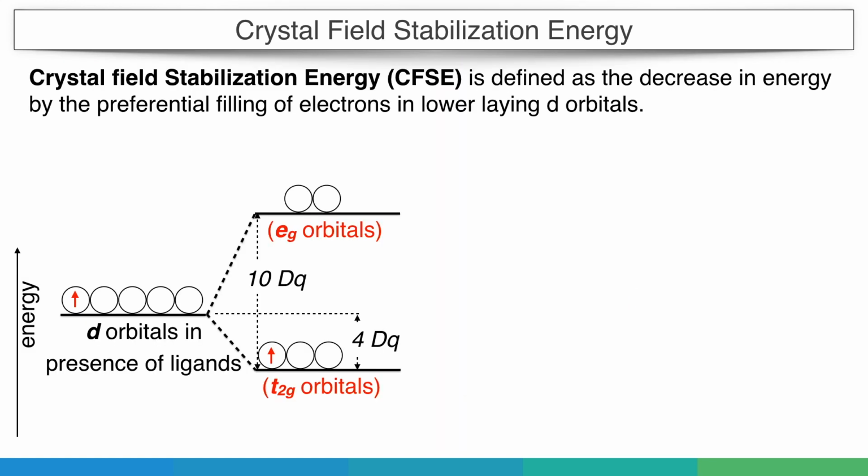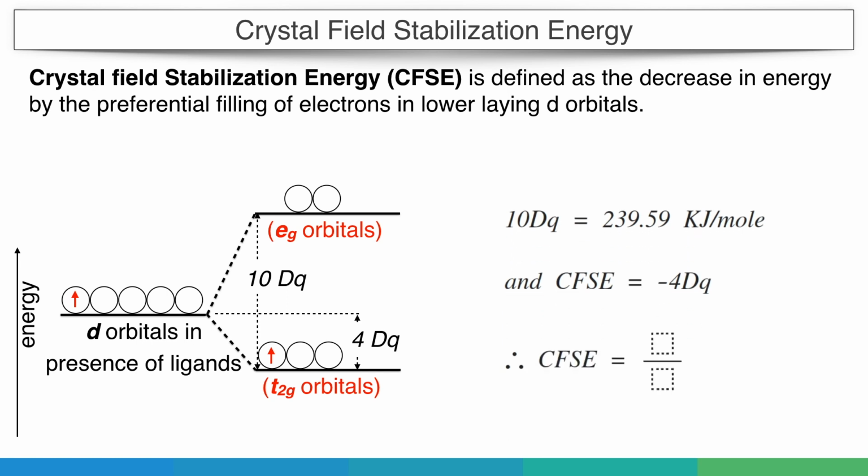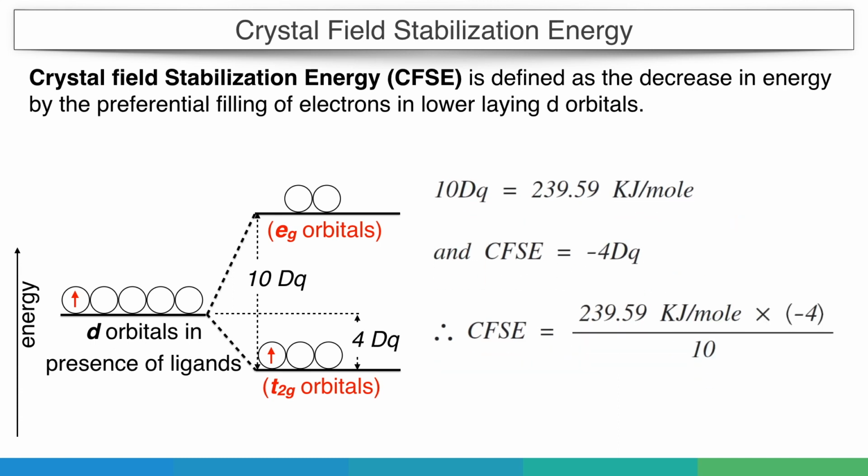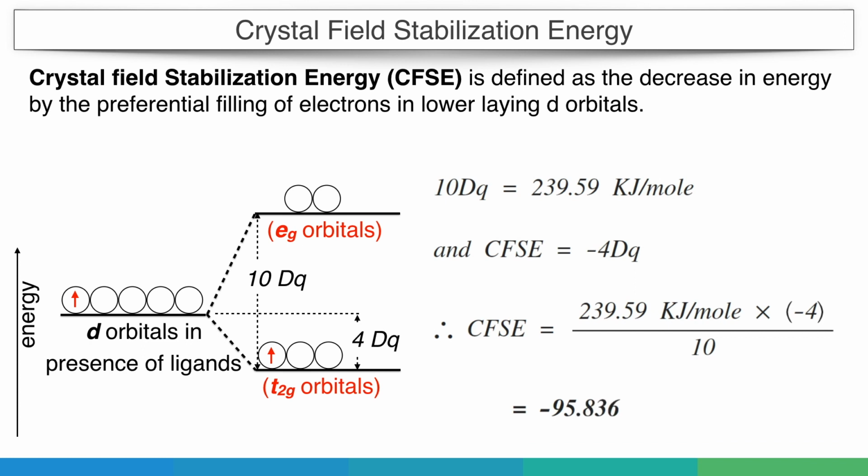Now, this energy, 239.59 kilojoules per mole, corresponds to the 10 Dq value, and CFSE in this molecule is minus 4 Dq. Therefore, CFSE is equal to 239.59 kilojoules per mole into minus 4 divided by 10. That is minus 95.836 kilojoules per mole, which is very similar to many bond energies.